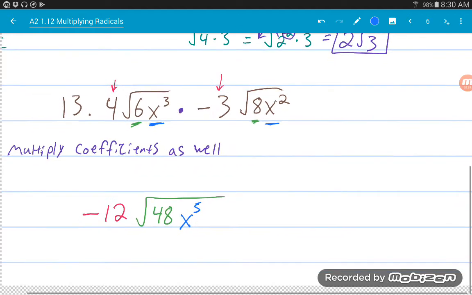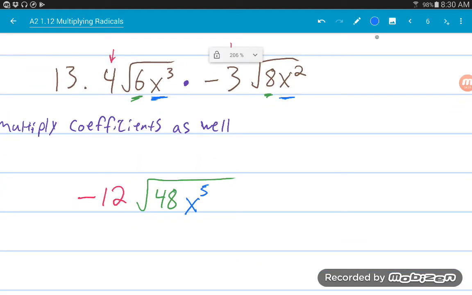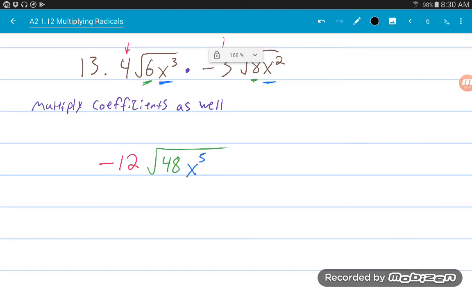And now we just simplify this. 48 can be broken up into 16 times 3. We know that we want 16 times 3 because this is a perfect square. Right? These are square roots. So this guy is going to break up 16 times 3. X to the 5th becomes x squared x. I can rewrite 16 as 4 squared.